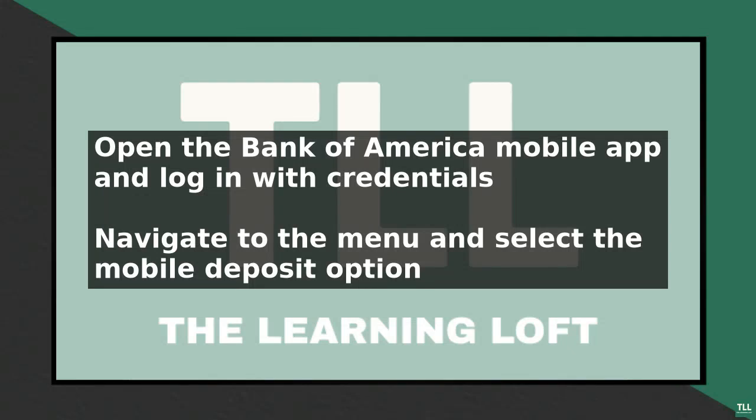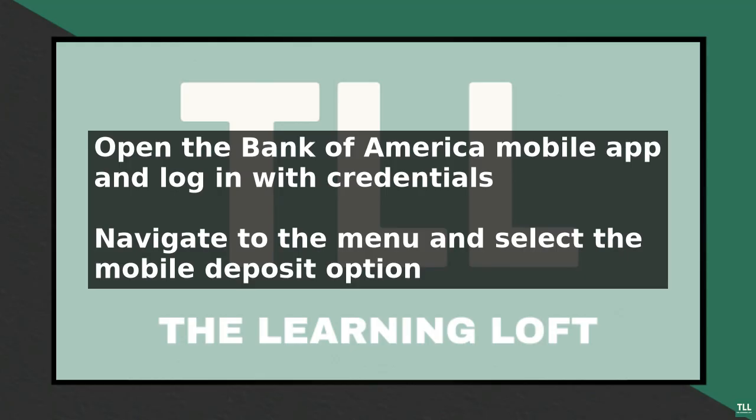To deposit a check using the Bank of America mobile app, start by opening the app on your device and logging in with your online banking credentials. Once you are logged in, navigate to the menu and select the mobile deposit option. You will then be prompted to select the account where you want to deposit the check. So choose the correct account from the list of available accounts.